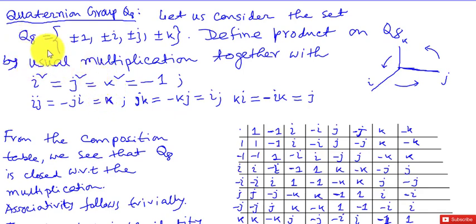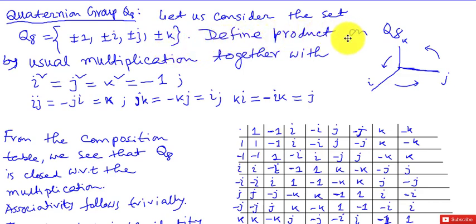We are going to learn about Quaternion Group Q8. Let us consider the set Q8 is equal to plus minus 1, plus minus i, plus minus j, plus minus k.